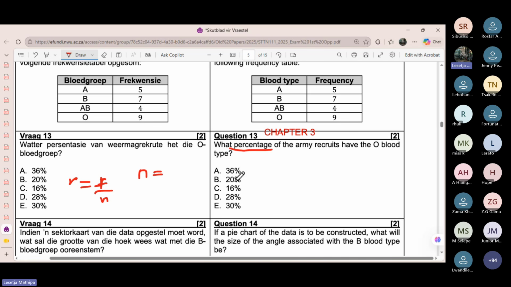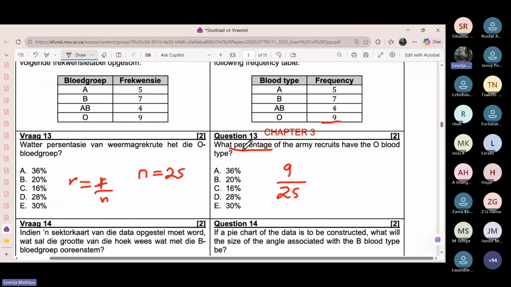No, but we can use the frequencies to calculate the value of n by saying 5 plus 7 plus 4 plus 9, and then you get the value of n. It's 25. Now we know that n is equal to 25. We check the frequency for the O blood type, which is 9. Therefore, we say 9 divided by 25.